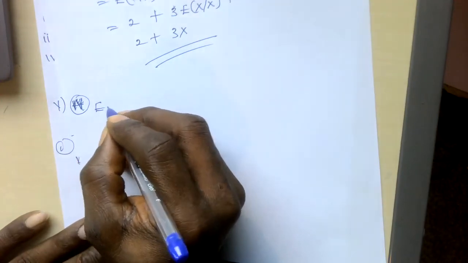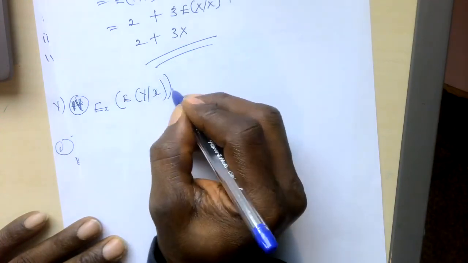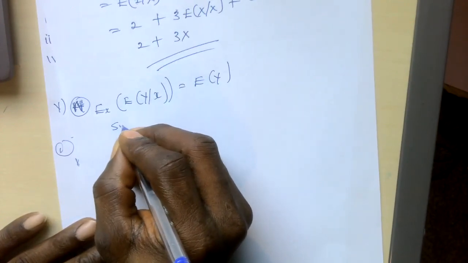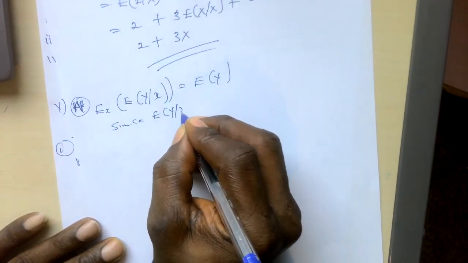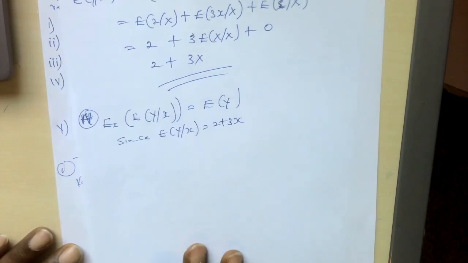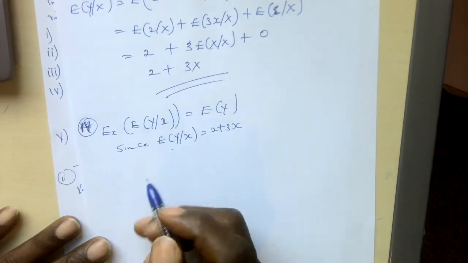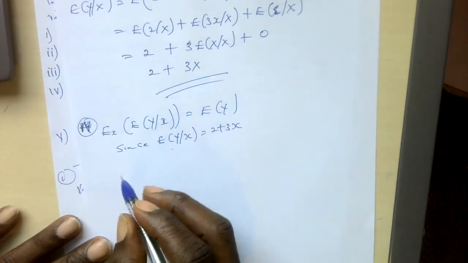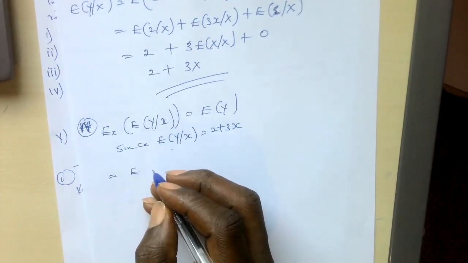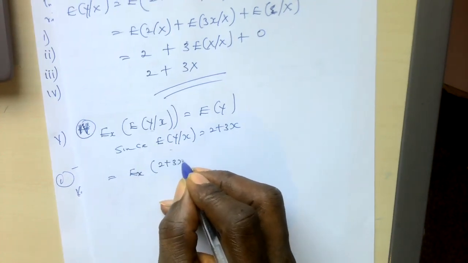So we have the expected value of the expected value of y given x. Prove that this is equal to this. Now, since our expected value of y given x equals 2 plus 3x, which we've done, we can substitute this for this guy. So we have the expected value across x of 2 plus 3x.